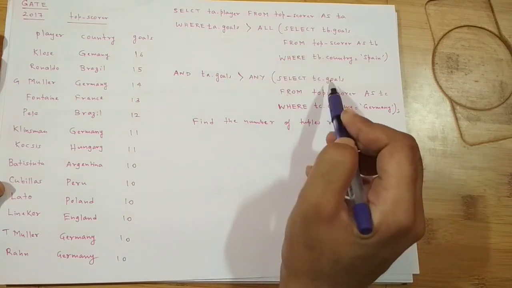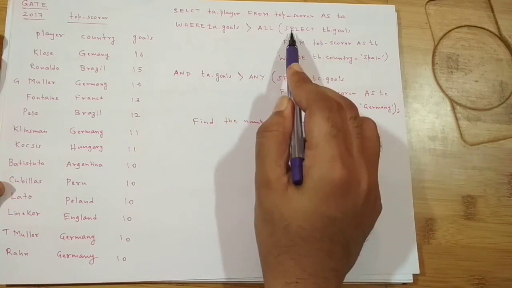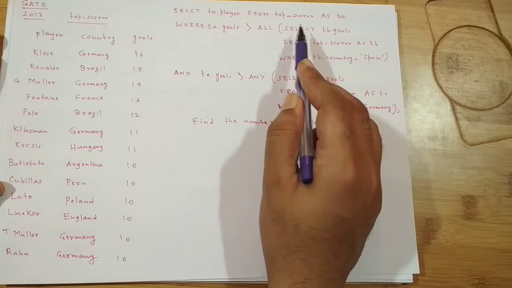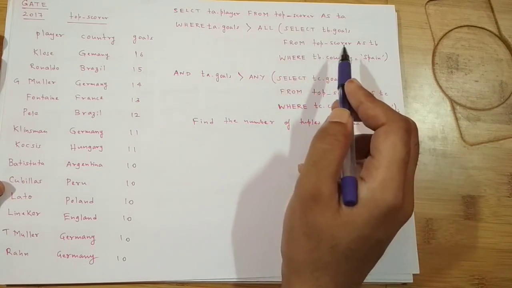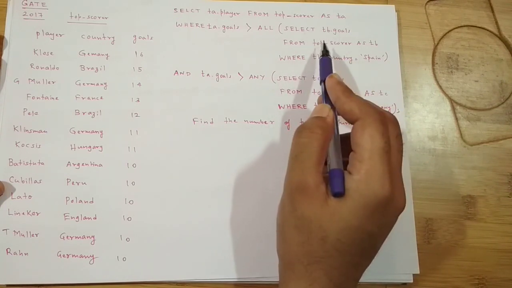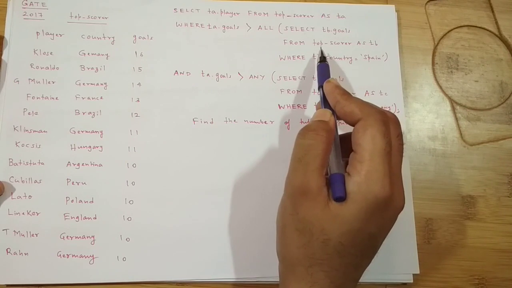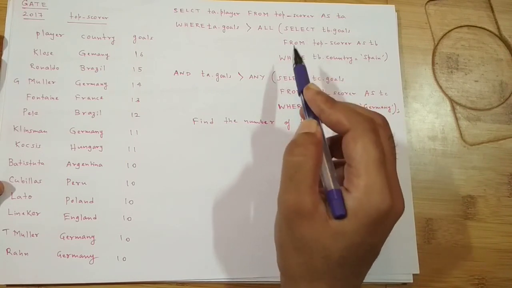So since we have queries in the where clause of an outer query, such queries are known as nested queries. Now, in order to solve nested queries, we have to find the output of the inner query and then see how it affects the final output, or how it leads to the final output.